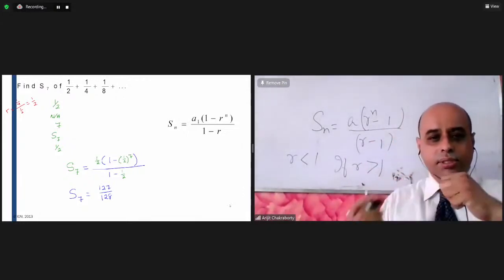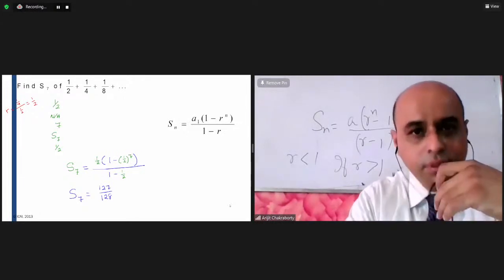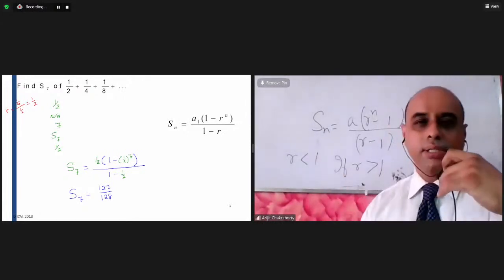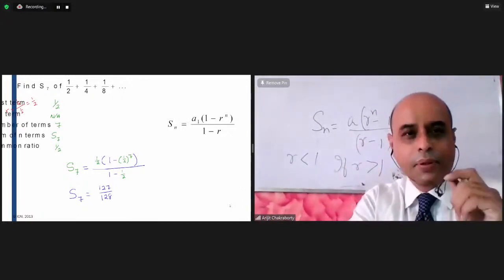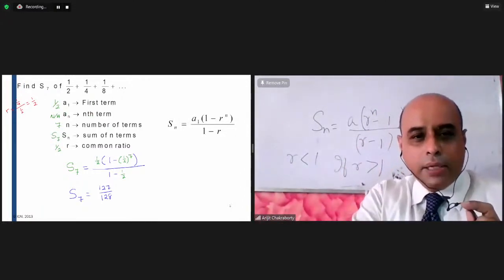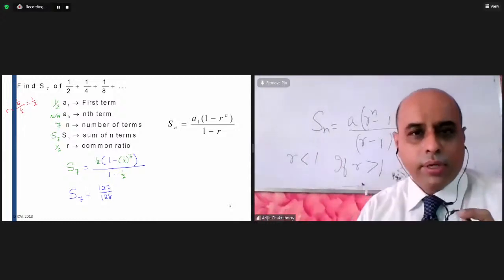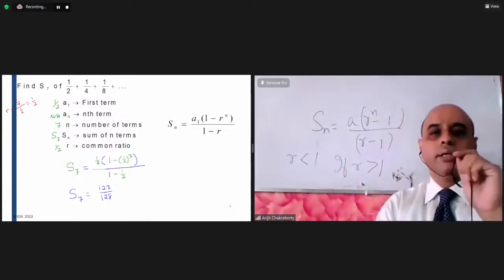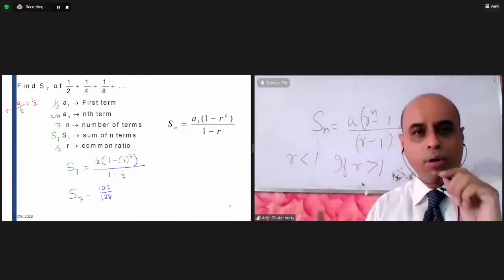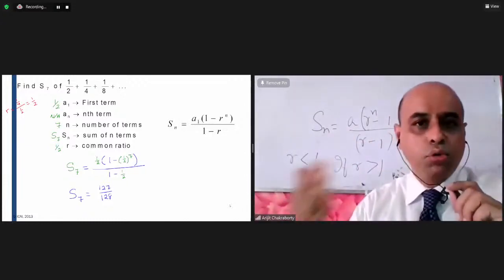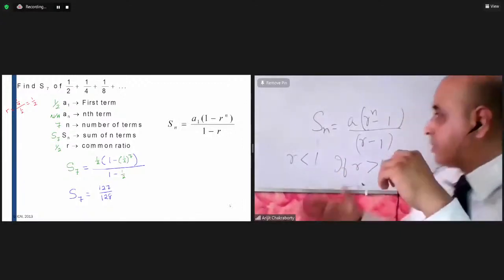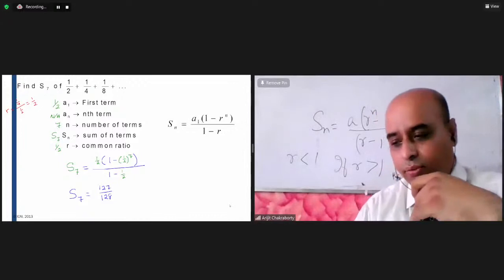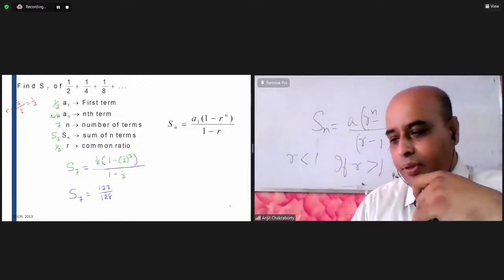So this is how we follow the rules. These are the two basic rules. One is for the nth term, and the other is for the summation. So now you are familiar with what is common ratio, what is first term, finding the nth term, and then we also find the summation. There are basically one formula, but two shapes, depending on whether R is less than 1 or whether R is greater than 1.